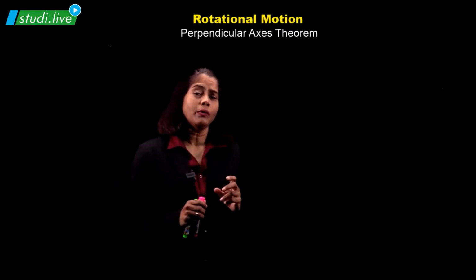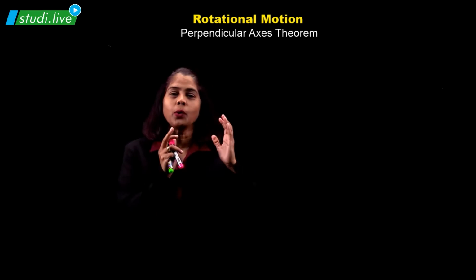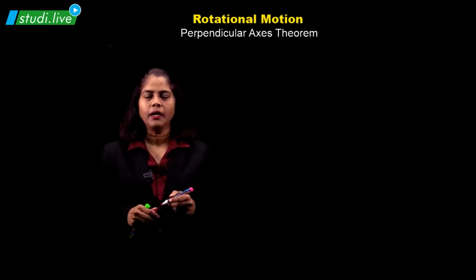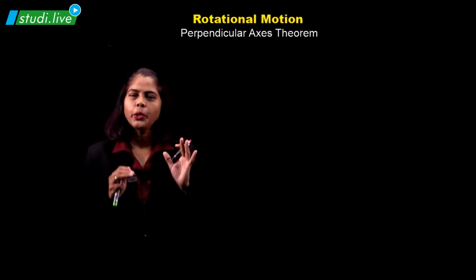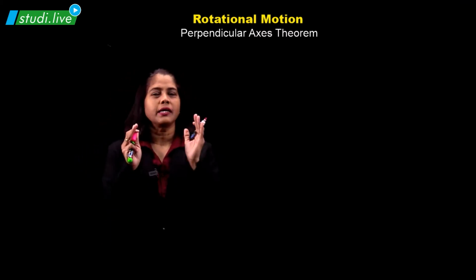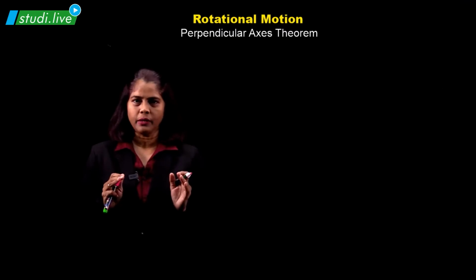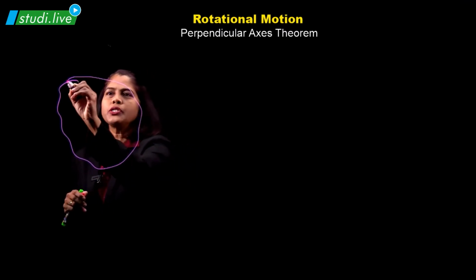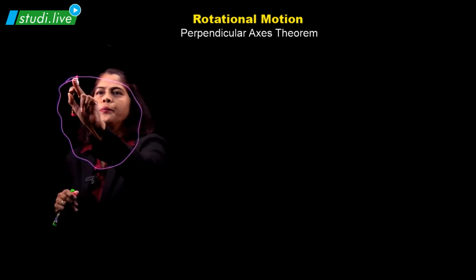So today we are going to understand the perpendicular axis theorem. For this, let us consider a plane lamina. What do you understand by plane lamina? It is an irregular shaped body. Okay, so let us consider one irregular shaped body, right?